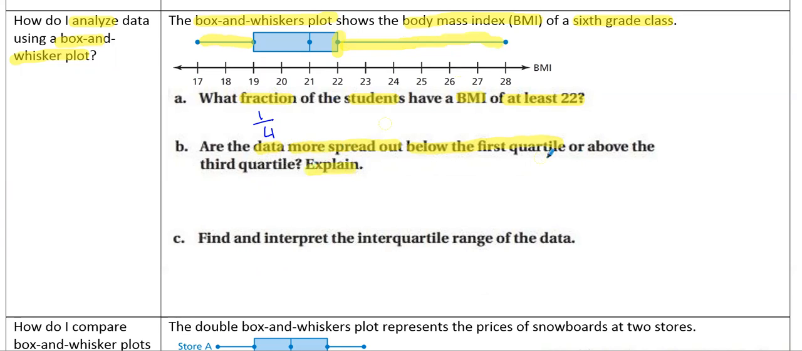Explain. Okay, well, which one's more spread out? This section below the first quartile, or this section above the third quartile? Well, hopefully you can see which one's longer. The longer one is above the third quartile. I probably should have said the data are more spread out above the third quartile, but then you'd have to watch me write it, and I'd do badly. Third quartile.